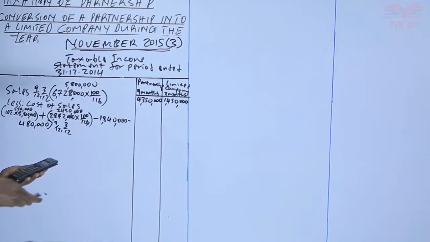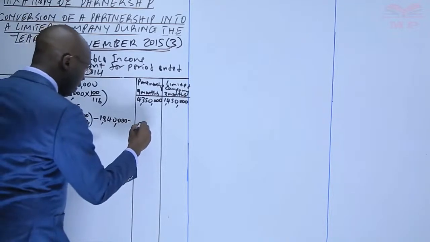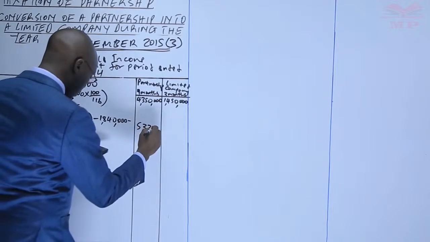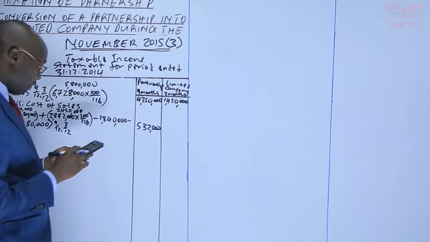So we are going to have the 580,000 plus 2,450,000 and then minus 1,840,000. And then we minus 480,000. That gives us 710. And then we multiply by 9, divide by 12, $532,500. And then the other one is going to be 710 times 3 over 12. That gives us 177,500.